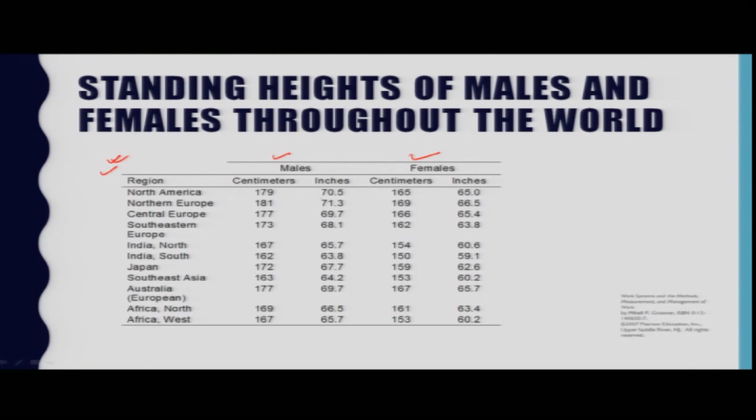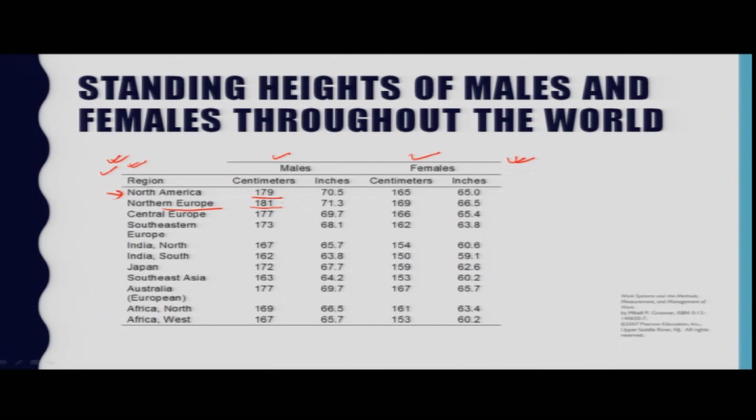So, here you can see that this is anthropometric data which is compiled from the population, and usually this follows the normal distribution curve. So, in this data you can see that North America is having 179 centimeter, not the highest. Northern Europe is having male height of 181.